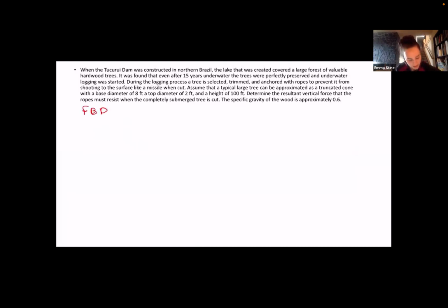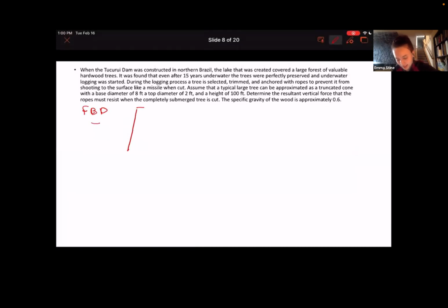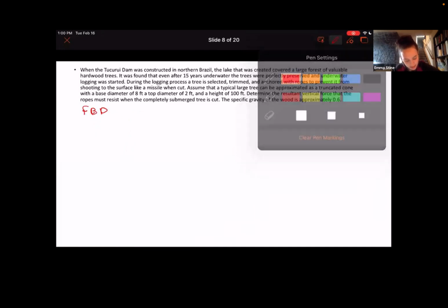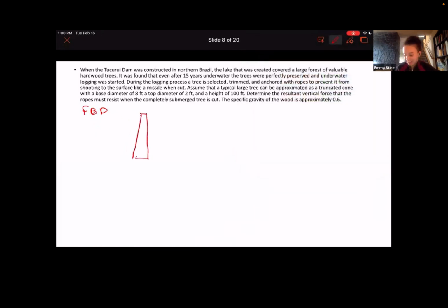We're going to make a free body diagram, because that's what we always do. So, where am I going to make it? I guess I'll make it here. So here, no, I don't like that. Okay, so here is my tree. It's a truncated cone. I'm going to call this radius 1 right here. Well, I guess that radius equals 1 foot, but they gave us the diameter, which is 2 feet. And then right here, radius 2 equals 4 feet because the diameter equals 8 feet.